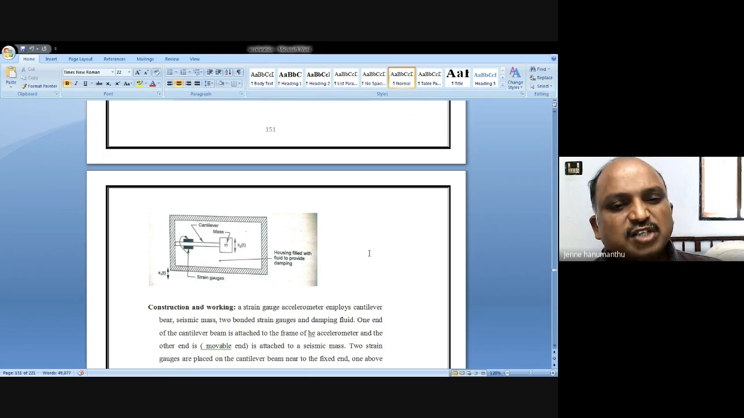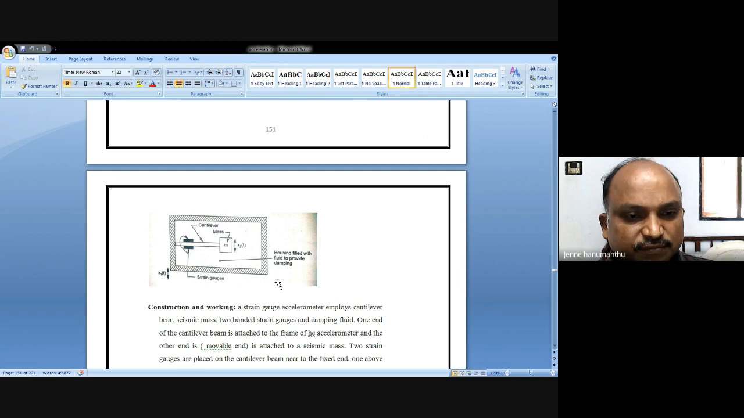You can also do this for the cantilever purpose. A cantilever means, at one end we are fixing the mass. Here we are providing some strain gauge. This is completely on the housing.